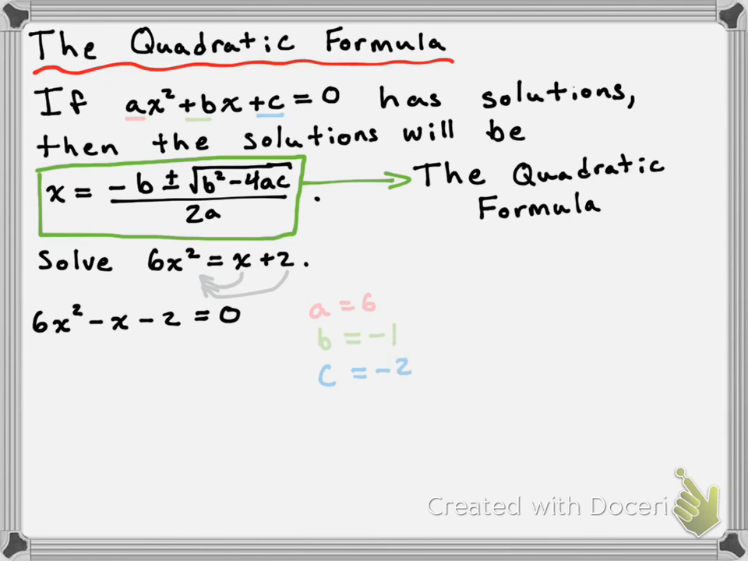Okay, great. So the next thing we're going to do is we're going to write out the entire quadratic formula again. So that's going to give us x is equal to negative b plus or minus the square root of b squared minus 4ac divided by 2a.